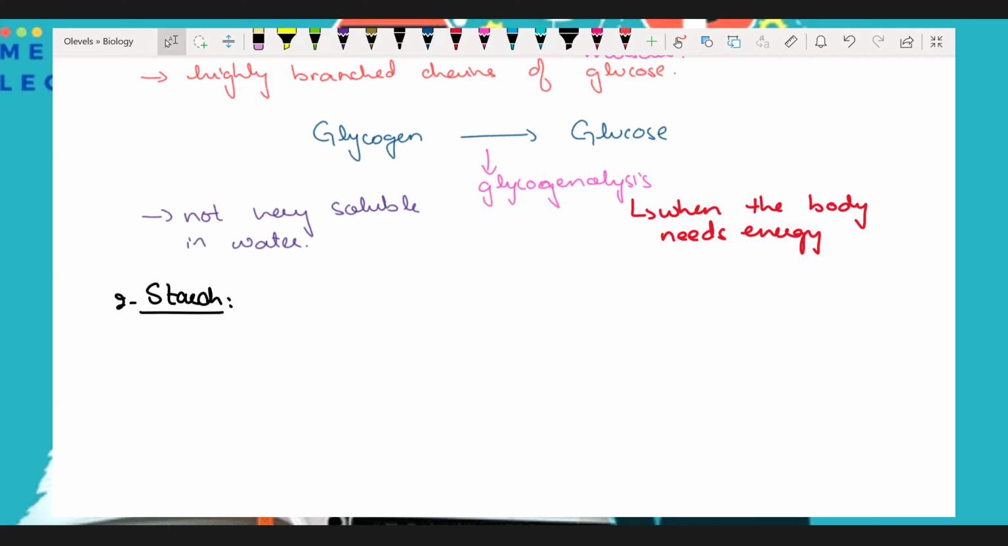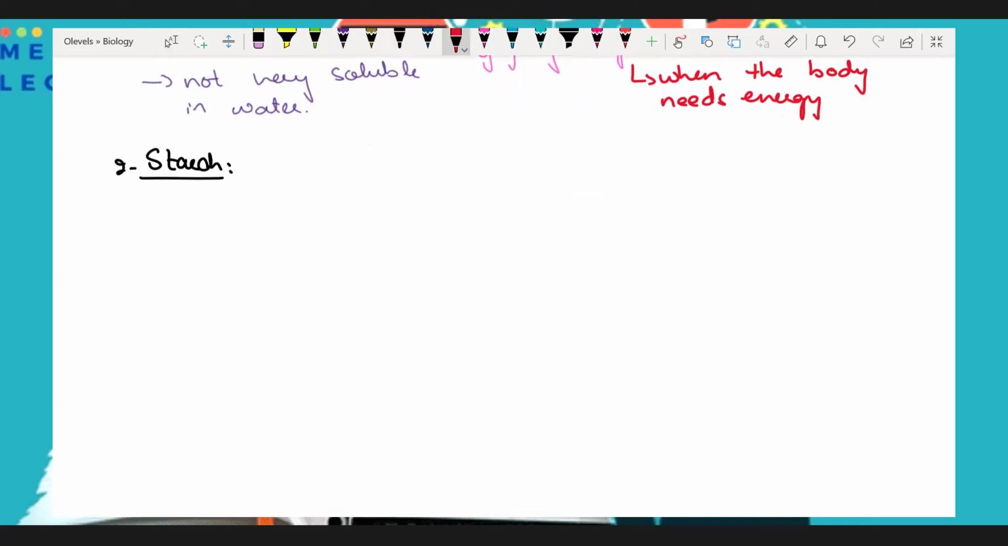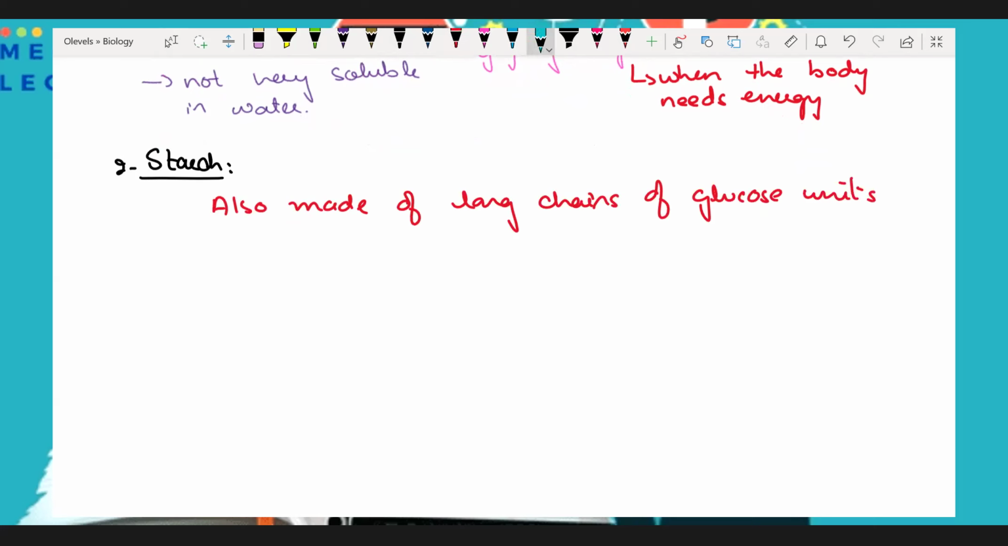What is starch? This starch is also made up of long chains of glucose units, right? And we know that it is found in plant cells. And you can say in plant cells, it is the main energy storage compound, right?